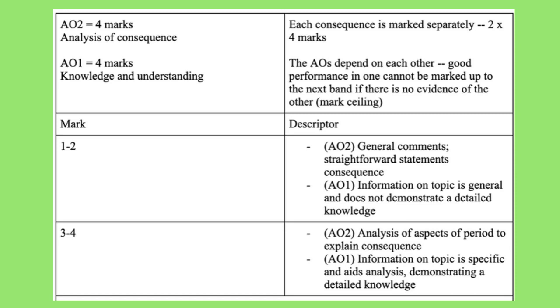Why was it important? To explain that, you need to be relying on AO1, which is also worth 4 marks, and that's for your knowledge and understanding of the period. So using evidence from your own knowledge to explain the consequence and explain why it's significant. It's that kind of detailed explanation using your own knowledge which shows that you can be analytical, and that is how you score highly on this question.